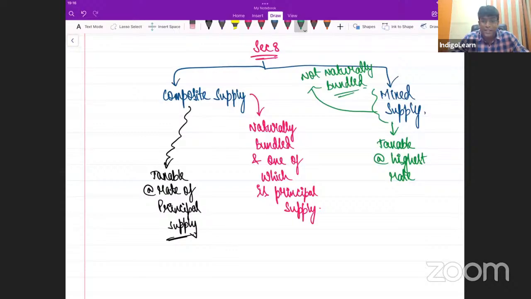Friends, very interesting point, my dear friends. Which section is all this? Section 8, which talks about the taxability of composite supply and mixed supply, which clearly says that composite supply is taxable at the rate of principal supply, and mixed supply is taxable at the highest rate.